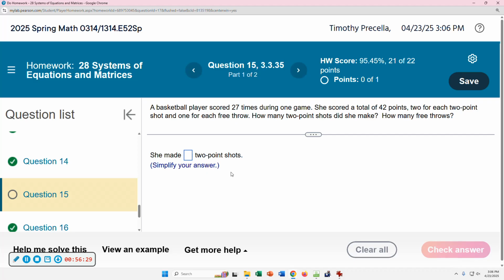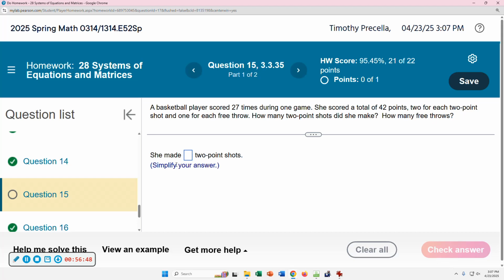I remember that from PE in middle school and junior high. Let's see, you had your 2-point shots and you had your free throws, and the free throws were only 1 point because they're easier, since people aren't trying to stop you there, okay?